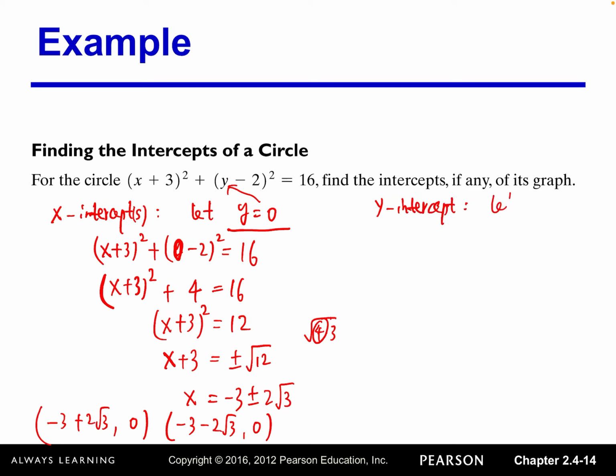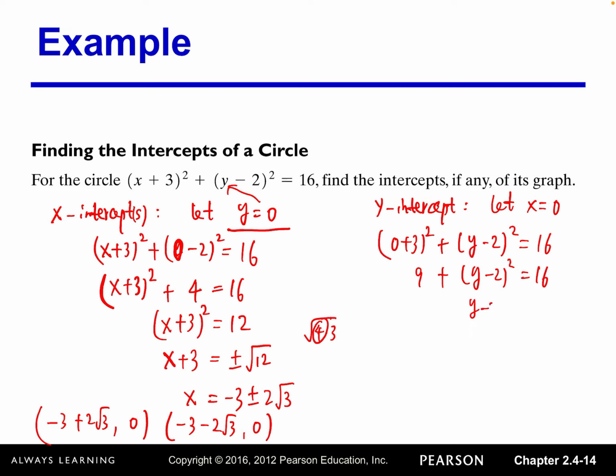Okay, the only thing different is this time we let the x coordinate equal 0 and plug into the circle equation. So we have 0 plus 3 squared plus y minus 2 squared equals 16. And then 3 squared, we got a 9. 9 plus y minus 2 squared equals 16. Subtract 9 from both sides of the equation. So we got y minus 2 squared equals 7. And then the square root method.